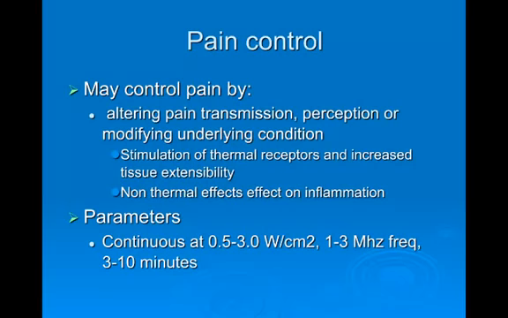All right, so another clinical application is just for pain control. There are various ideas of why we control pain with this, but probably stimulating thermal receptors, possibly the effects that we have on inflammation, because again, no matter whether we're running pulsed or thermal, you're going to get those quote non-thermal effects. And the parameters that you're going to use for pain control are listed there below.